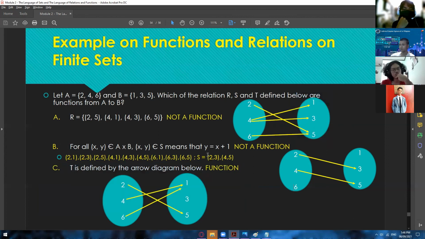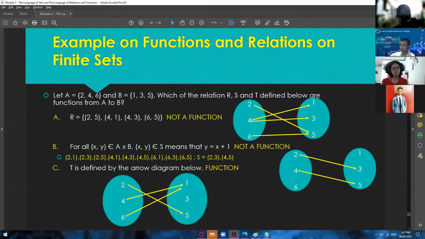This one is still a function for letter C. But for letter B, we have for all x and y, an element of A times B. X and Y is an element of S means that Y is equal to X plus 1. So we have to check first the ones that are in the relation. I've listed all of the possible ordered pairs first, and then put here the ones in the relation. So we have 2, 3, and then 4, 5 only. If you take a look at this one, is it a function or not? 6 doesn't have a partner.